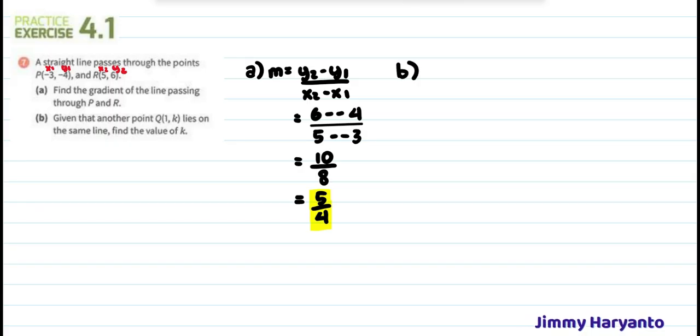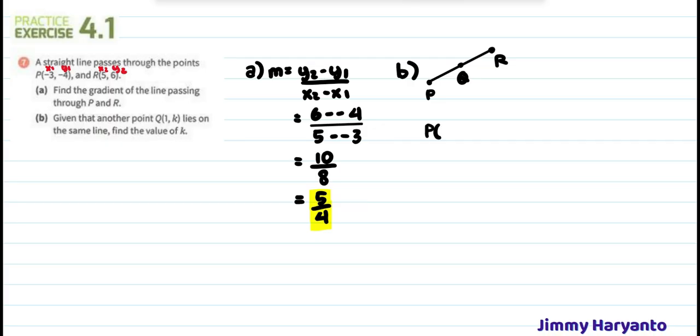And then for part B, we have another point, which is Q, that lies on the same line. Lies on the same line means it will be like this. So this one is P, this one is maybe Q, and then this one is R. As you can see, the steepness of the line will be the same. That means the gradient will be also the same.